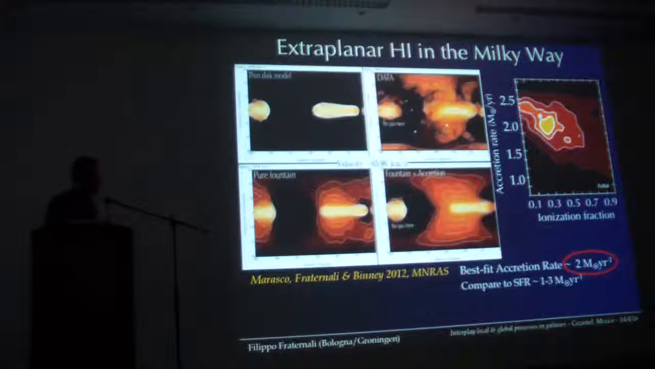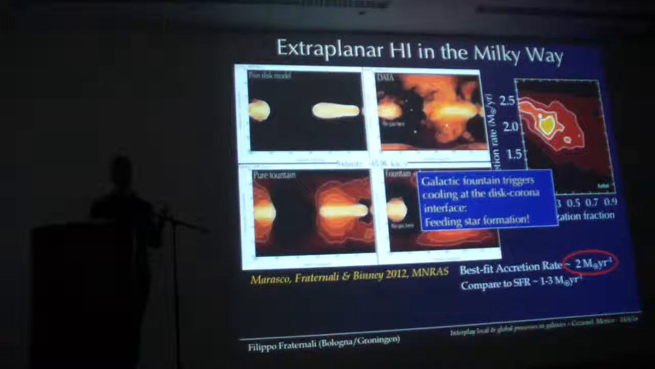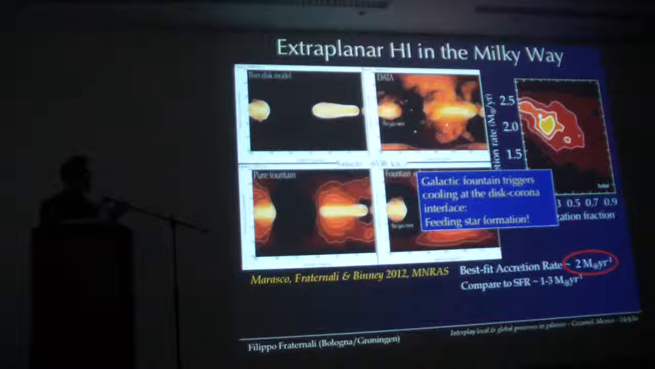So it's very close to the star formation rate. So the conclusion from this part is that the galactic fountain can trigger the cooling of the corona at the disk-corona interface, and apparently the amount of accretion that we get through this process is enough to feed the star formation of spiral galaxies.